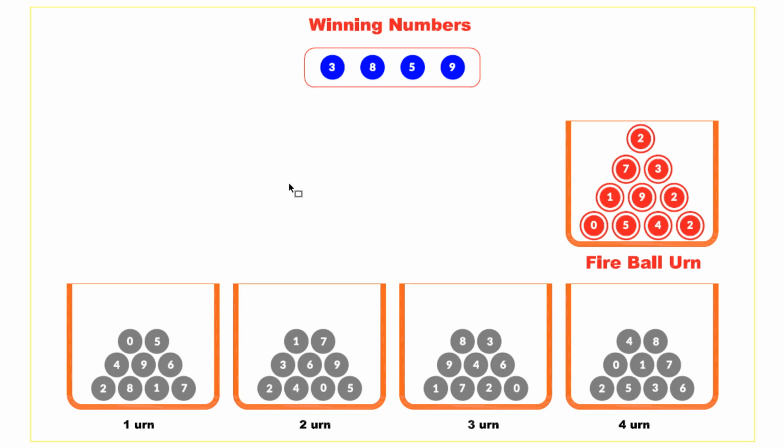Now let us deal with the case of fireballs. We have drawn all these numbers from these 4 urns, and now we have a new urn for the fireballs, from which we are going to withdraw the winning number of fireball. So let's assume we have withdrawn ball number 2, and we are going to place it near these winning numbers, and now we have 4 winning numbers with the winning fireball.